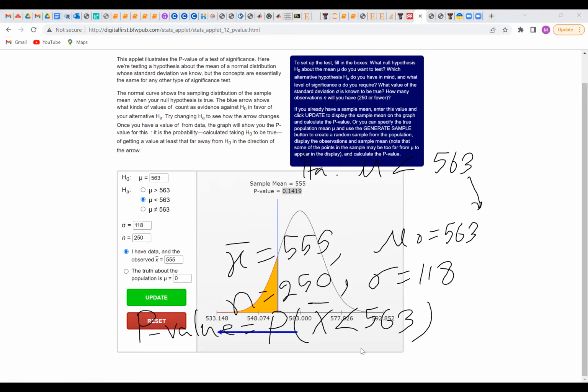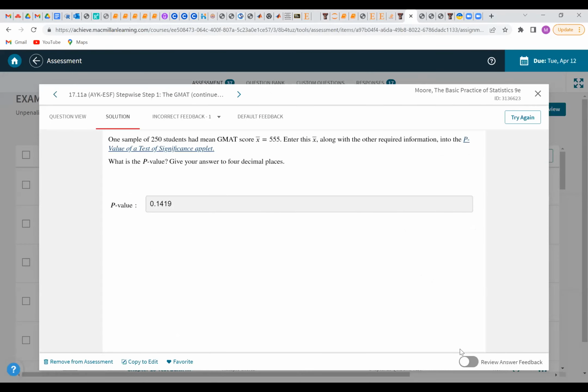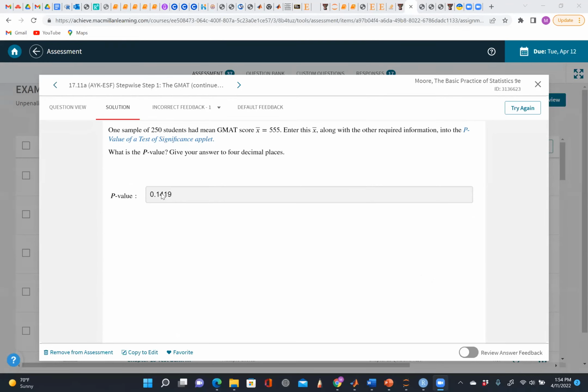Okay, so let's go back to the slide. Yeah, so we found the p-value is 0.1419. So this is the p-value.